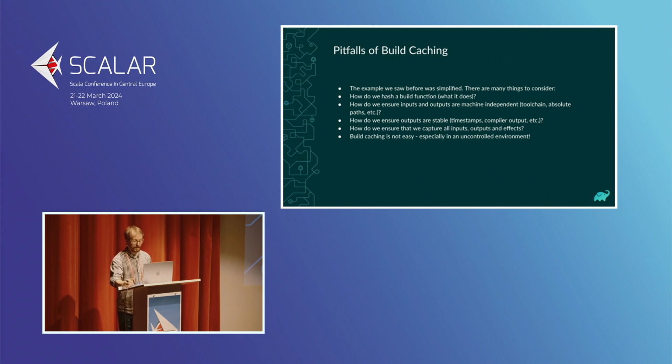We also need to make sure that in the function that we want to cache, we capture all the inputs, all the outputs as well, and the effects that are being applied. Because, for instance, if the function that we cache writes some file to disk, but we have no idea about it, then the second time, when we have a cache hit and we don't actually execute the function, we won't recreate this file on disk, which some dependent function may need. So that would be an issue. So to summarize, it's not easy, especially when we are in an environment that's not controlled.